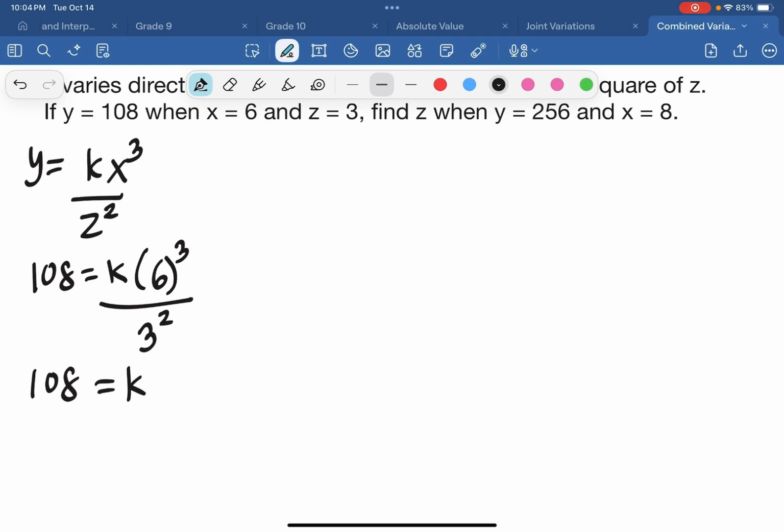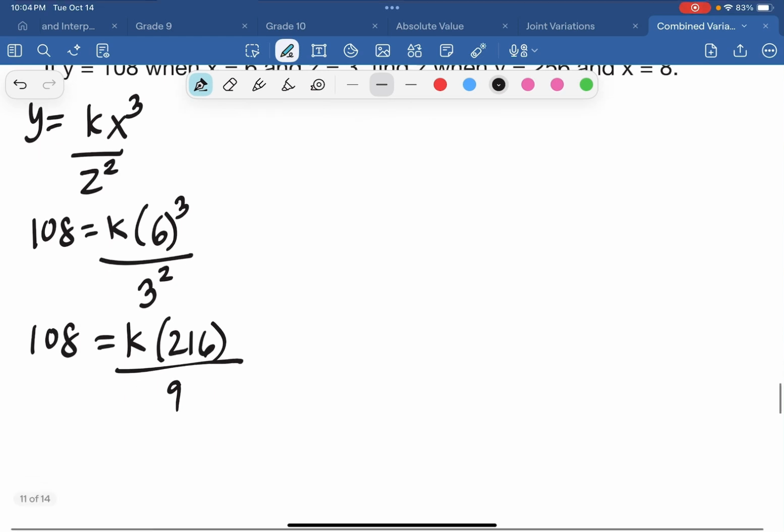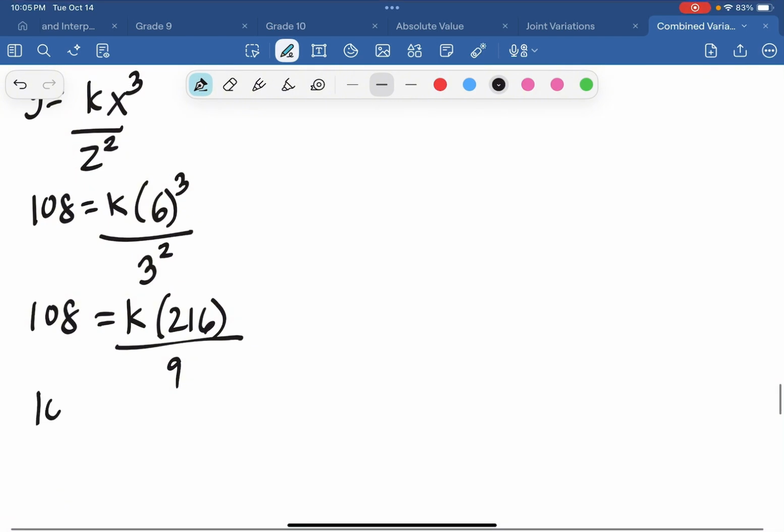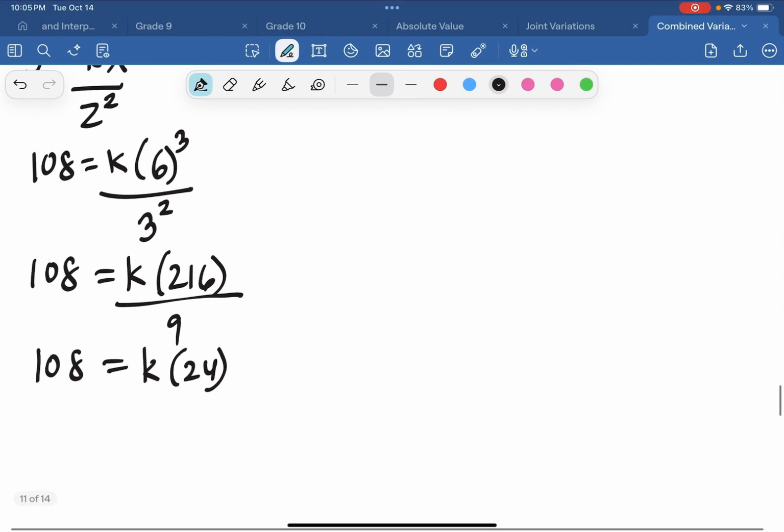6 cubed is 216. Wait, 6 times 6 times 6, yeah. And 3 squared is 9. So let's try to divide 216 first over 9. So we get 24. So 108 is equal to k times 24. And we can divide both sides by 24.